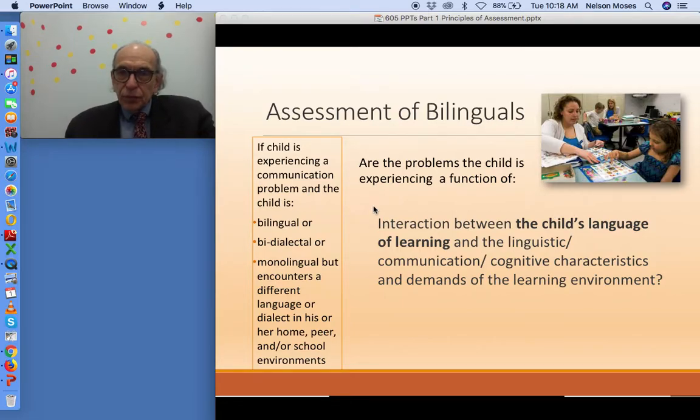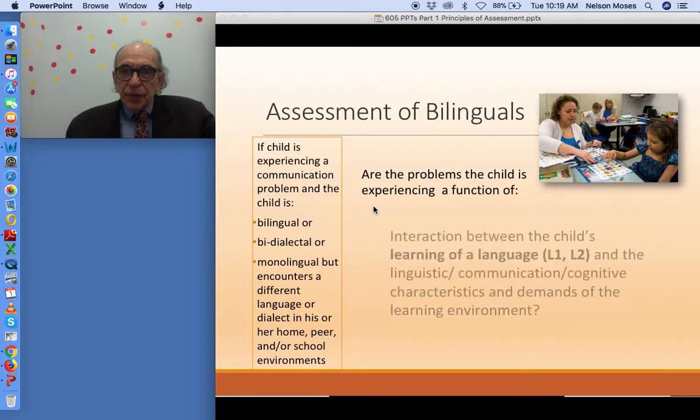Well, that would lead to speech-language issues, wouldn't it? We were presenting a literacy program. And in reading, we had to ask the question, many of these children had reading problems. Were those problems a consequence of a language issue or a language of learning issue?